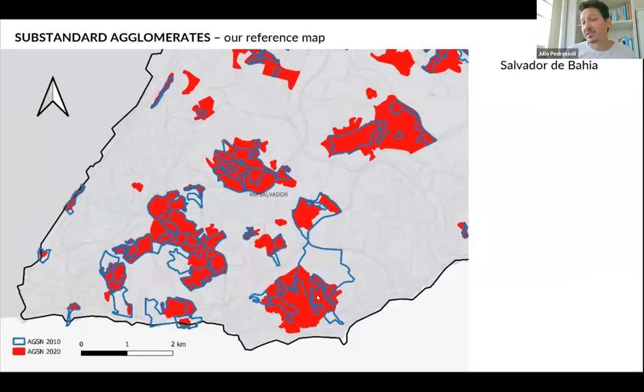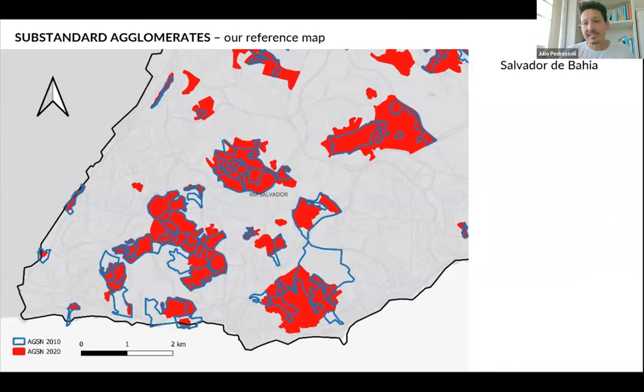But the definition of subnormal agglomeration is also linked to land ownership. Changes of this type significantly impact their boundaries, which also points to one of the biggest limitations of this kind of data, but it's the official one, the one that covers the entire country. So for the analysis presented here, I am using the limits defined in 2020.